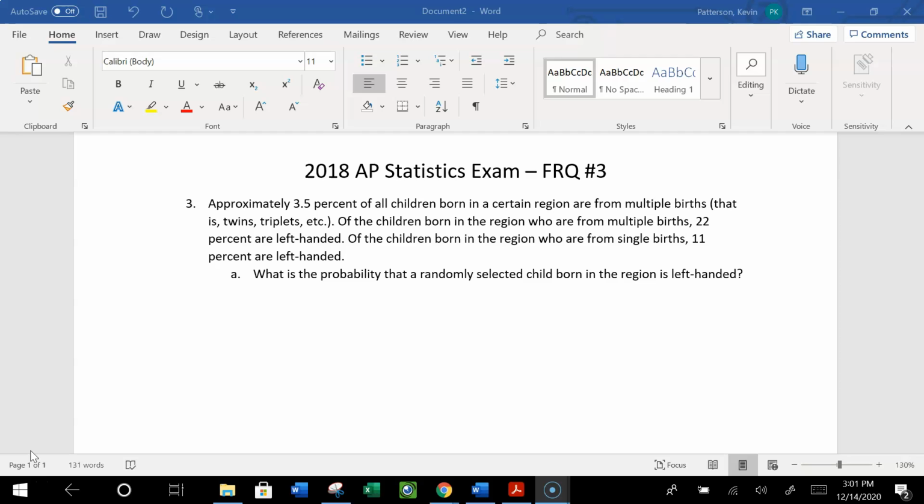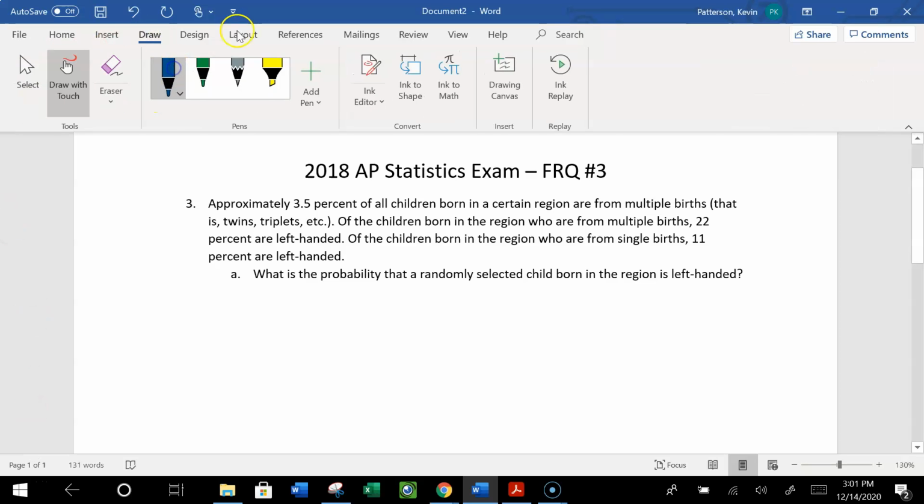Approximately 3.5% of all children born in a certain region are from multiple births, that is, twins, triplets, etc. Of the children born in the region who are from multiple births, 22% are left-handed. Of the children born in the region who are from single births, 11% are left-handed. What is the probability that a randomly selected child born in the region is left-handed?